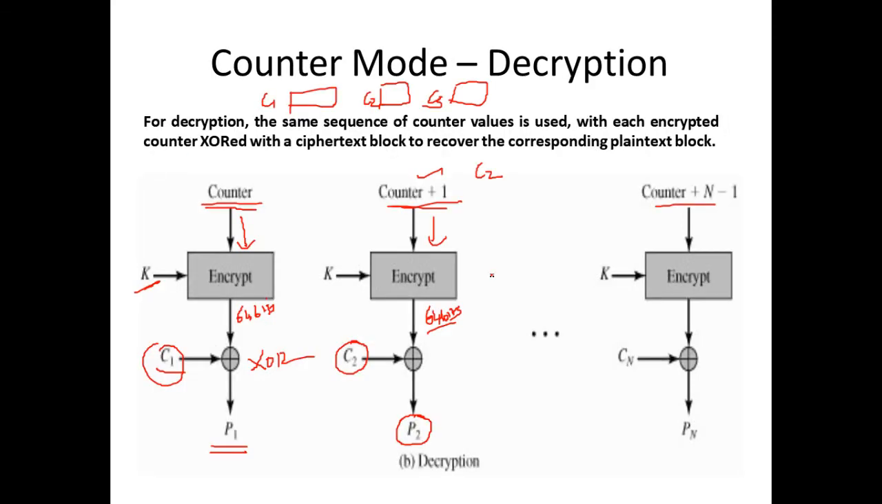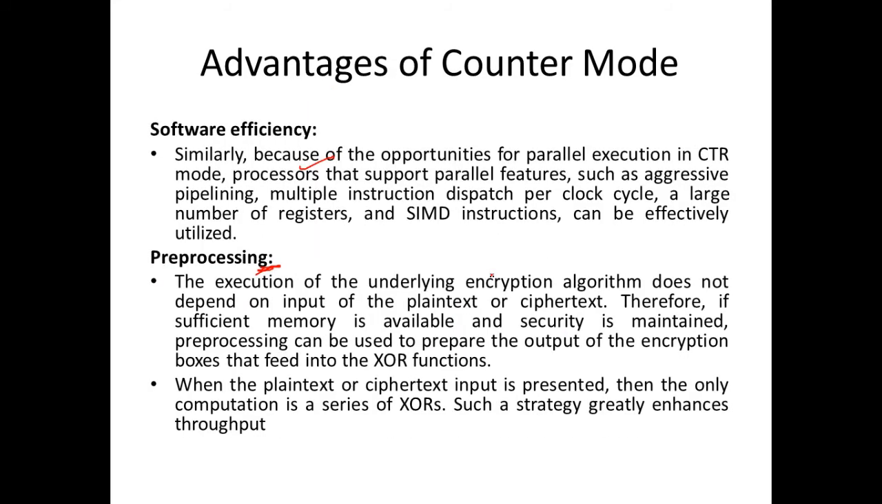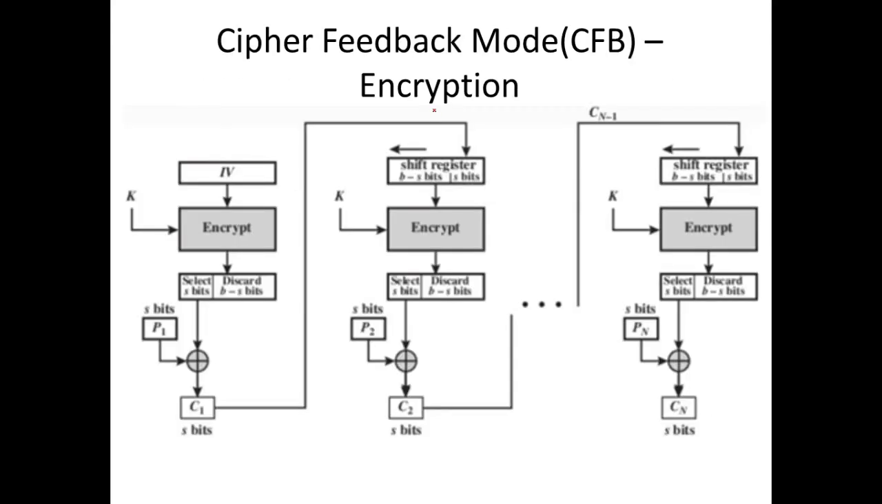So that also speeds up the process of encryption here. I hope you all have understood what the counter mode is. Now let us understand the next block cipher mode, the cipher feedback mode. What is the use of this mode? We can convert a block cipher into a stream cipher by using this mode.